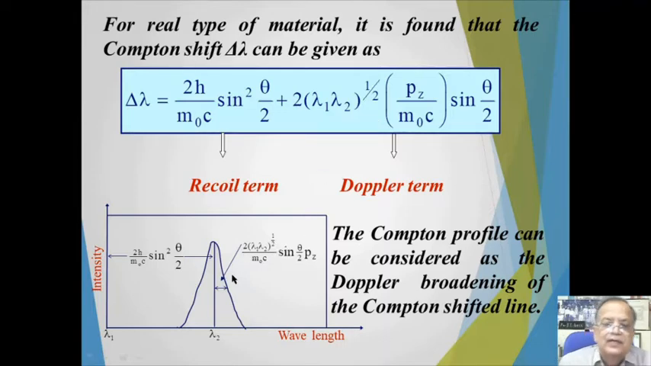It means if you know the broadening in the profile, then you can talk about the pz component. And if you know the pz component, the linear momentum component of the electron in that particular atom or material, then you can talk about the electronic properties of that particular material. So this is how the Compton profile or Compton scattering is exploited.